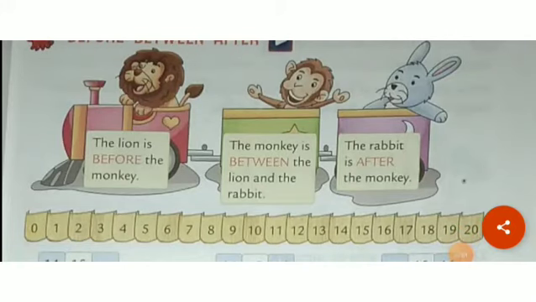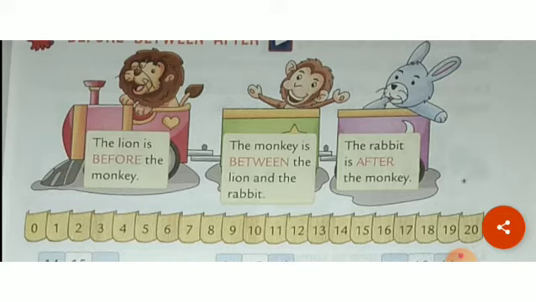The next topic is before, between, after, which is given on page number 11. You can see 3 animals are given here. The monkey is between the lion and the rabbit. The lion is before the monkey, and the rabbit is after the monkey.